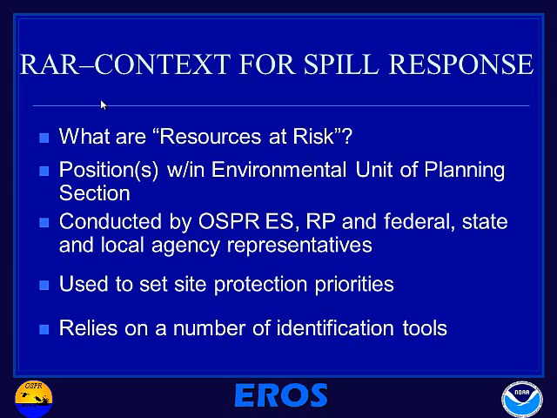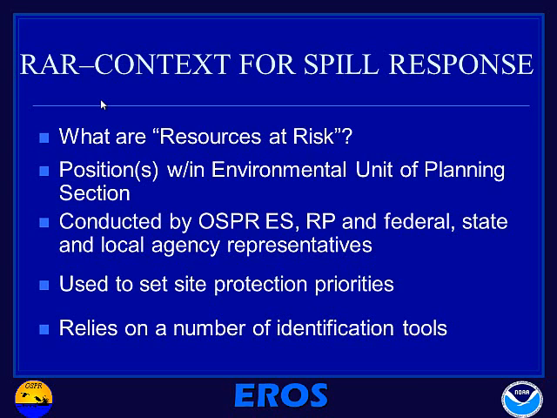So first, what are resources at risk? Well, it's actually a position. It's a position within the environmental unit under the planning section. If you're familiar with the ICS and all the sections there, we are in the environmental unit. In California, it's generally conducted by an OSPR ES, such as myself or Josh. A lot of times it's in conjunction with the NOAA representative or some other federal trustee, like Fish and Wildlife Service, and also local agency representatives. I'm going to try to hammer that home quite a few times.